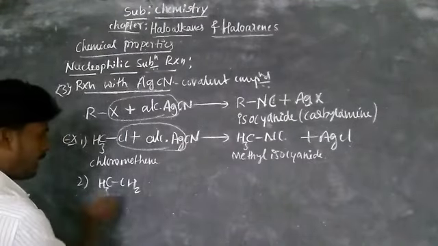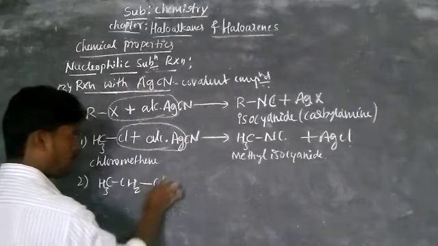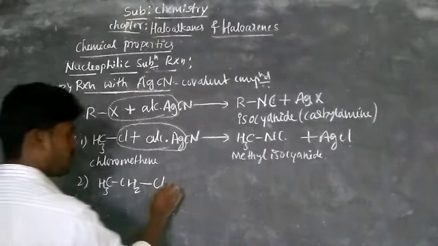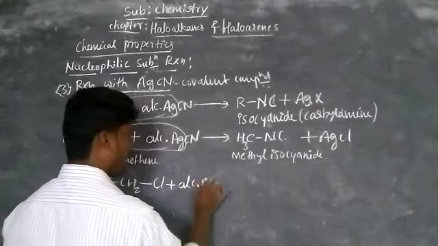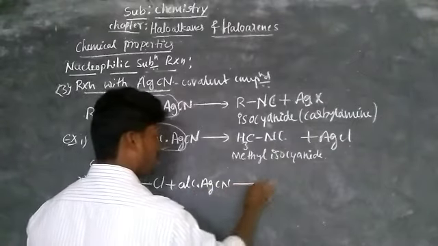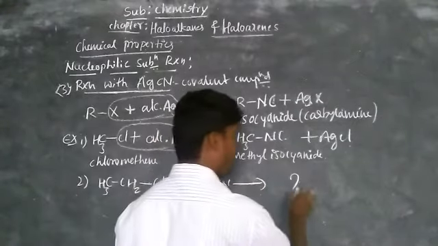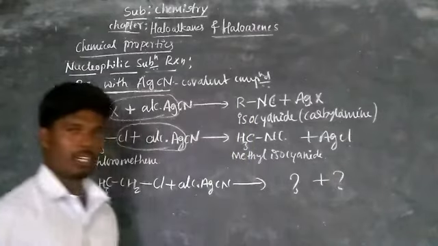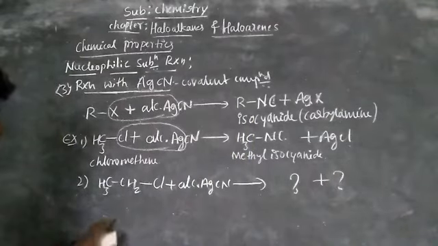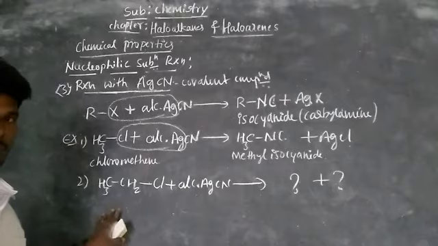Similarly, take the next example, chloroethane, which reacts with alcoholic AgCN. What are the products you get? Take this as homework. Complete this reaction.